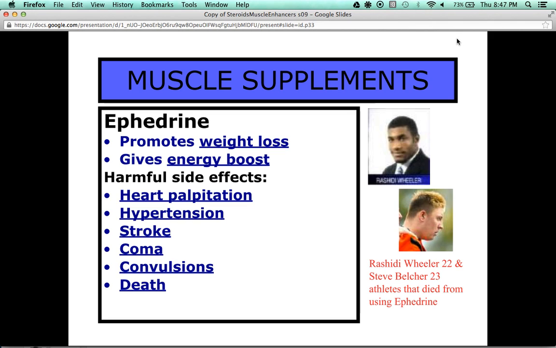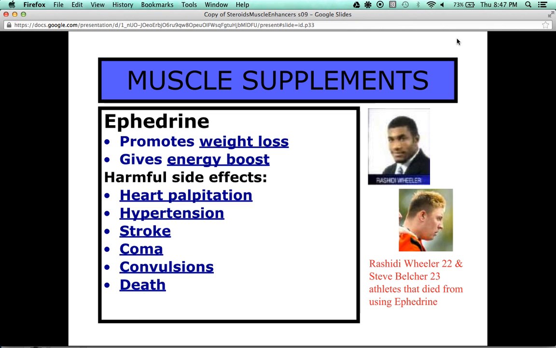Ephedrine is another muscle supplement, and what it does is it promotes weight loss and it also gives an energy boost. Now, this used to be available over the counter, and only a few years ago did they outlaw it to only where you can get a prescription for it from a doctor. Some harmful side effects were heart palpitations, where the heart was not beating right, hypertension, stroke, comas, people going into convulsions, unable to control themselves, and also death.